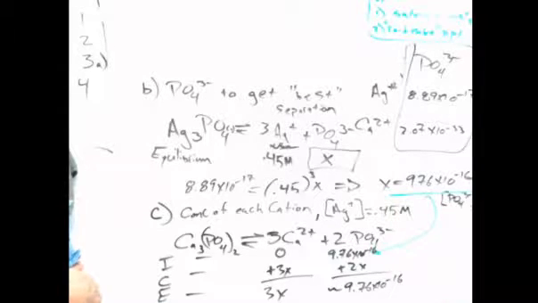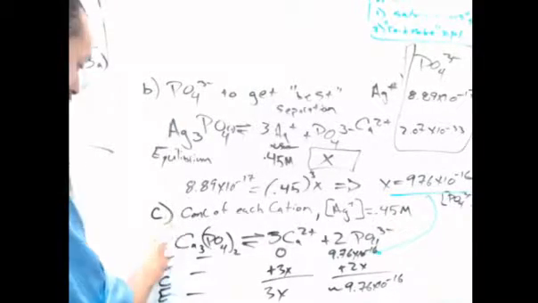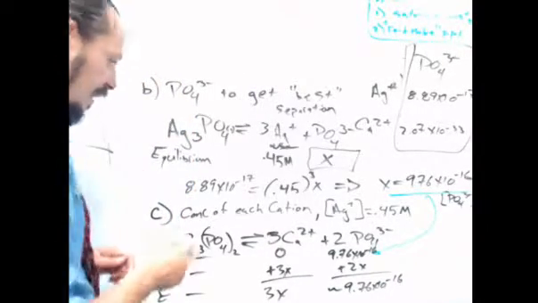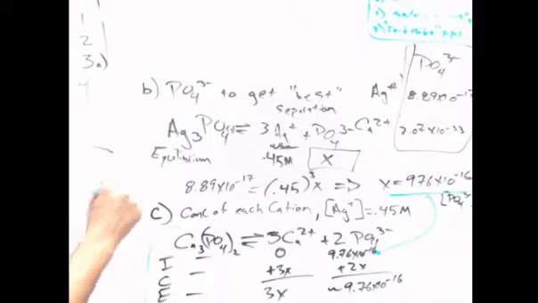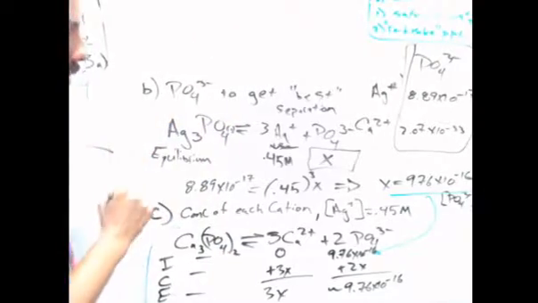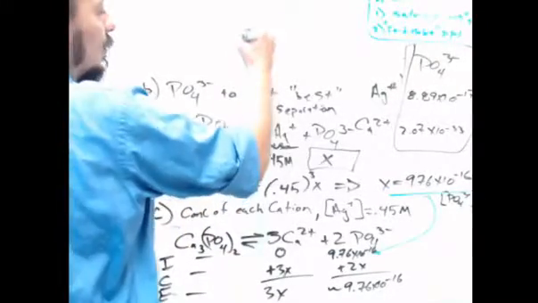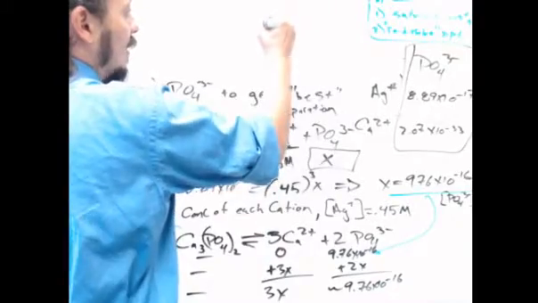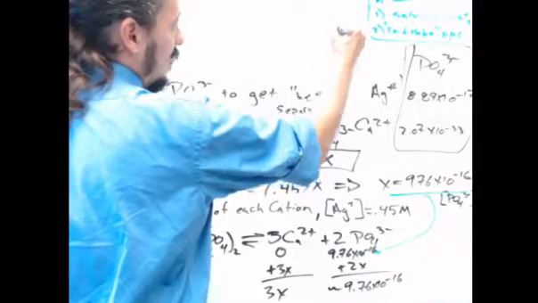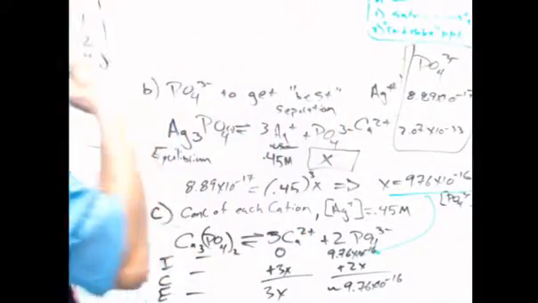But when you're comparing answers with your fellow classmates, you might have that problem of, oh, we used different Ksp values. Just be aware if your answers are slightly different, that might be why. So I'm going to take this calculation and bring it up here. We're going to have 2.07 times 10 to the minus 33 is equal to 3x cubed times 9.76 times 10 to the minus 16 squared.